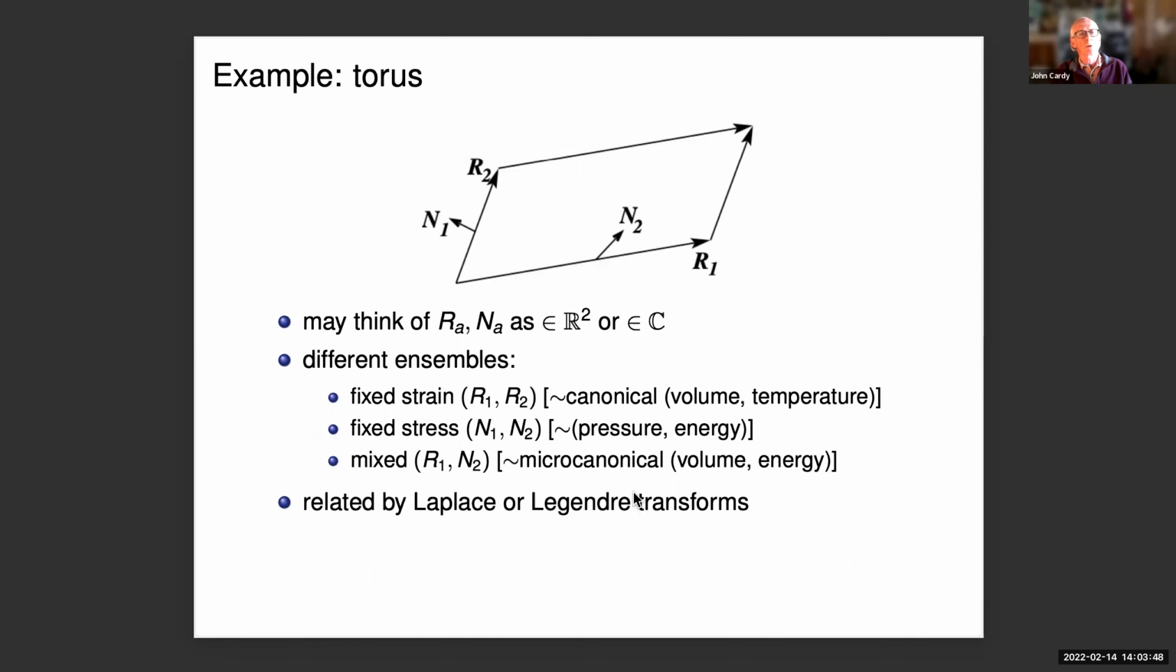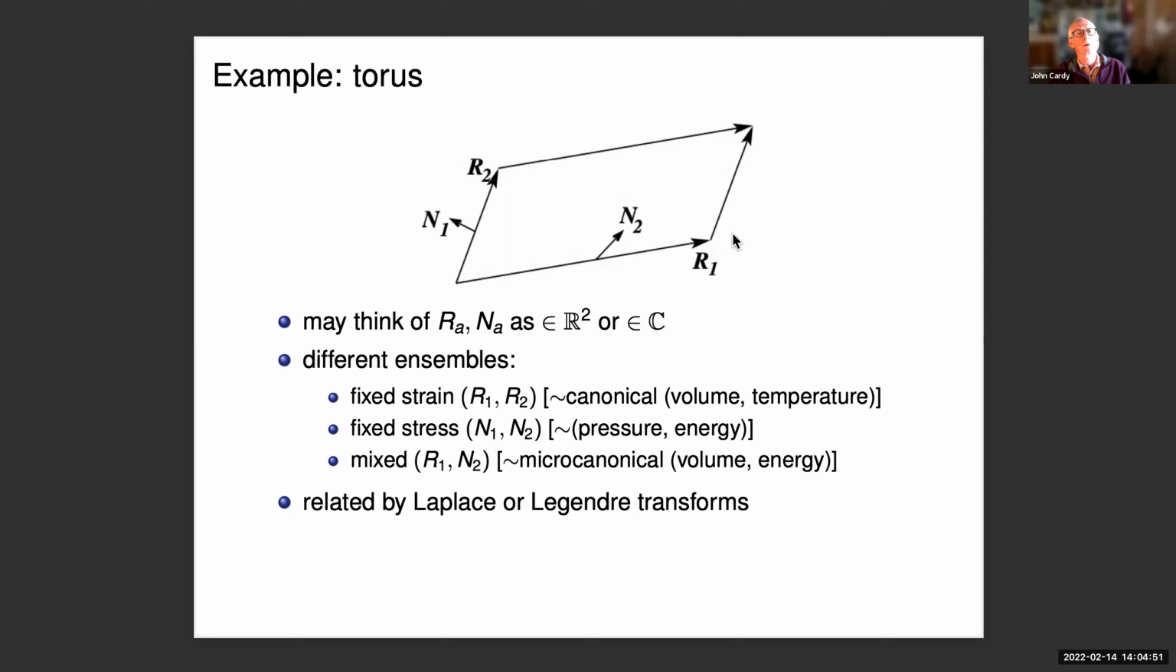So an example here is the torus, which we can think of identifying the opposite sides of a parallelogram whose sides are the vectors in R2, or equivalently the complex plane, R1 and R2. So we take R2 and we mod it out by a lattice generated by R1 and R2. And there are different ensembles here we can think about. We can either think about what in this language we would call fixed strain, which corresponds to fixed geometry.